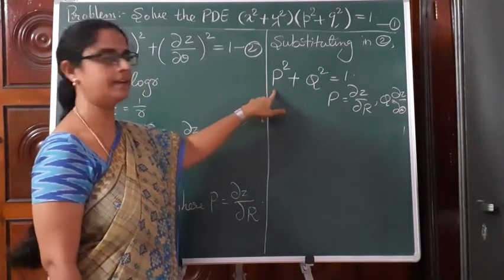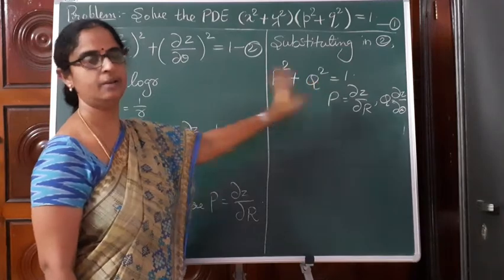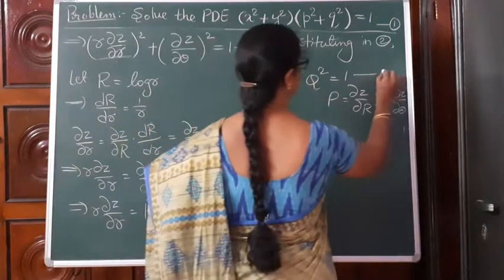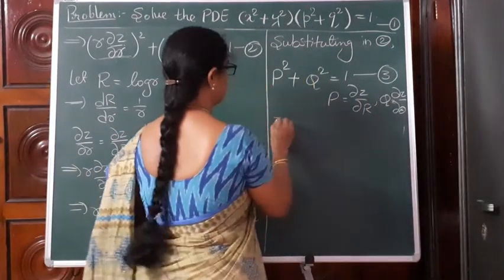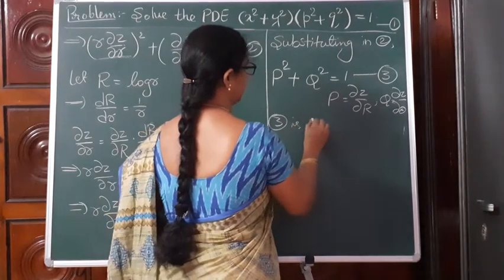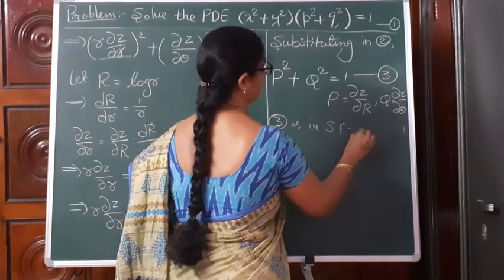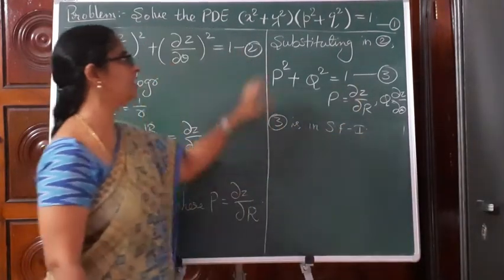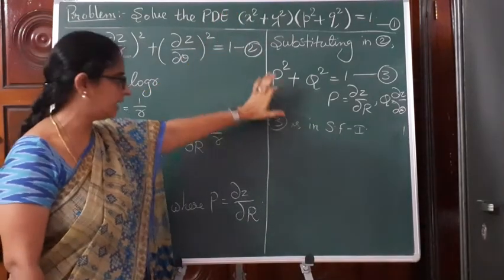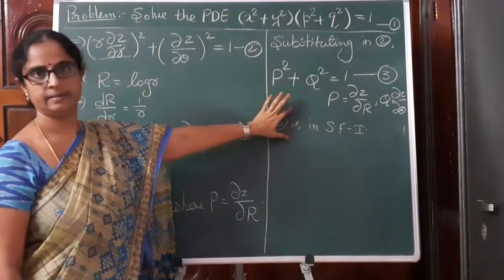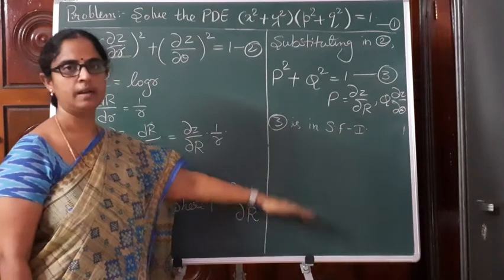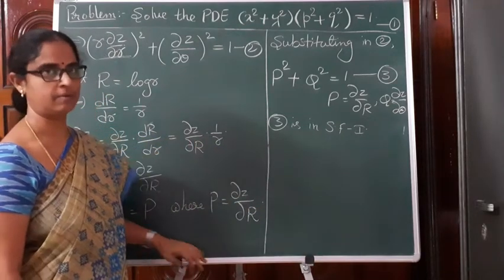Yes, it is in standard form 1 because it involves only P and Q. Call this equation number 3. Equation 3 is in standard form 1. So we have finally reduced the given equation to standard form 1. Now from here onwards we can solve as in the procedure of standard form 1.